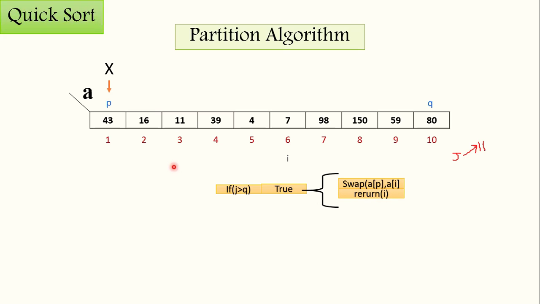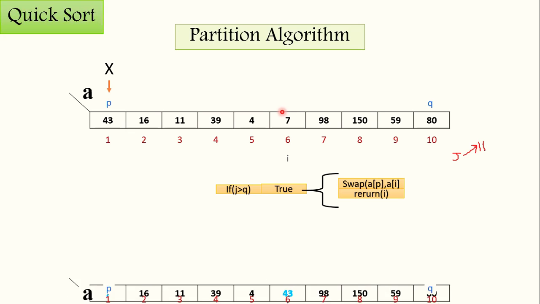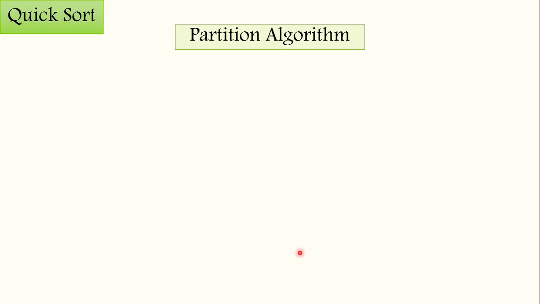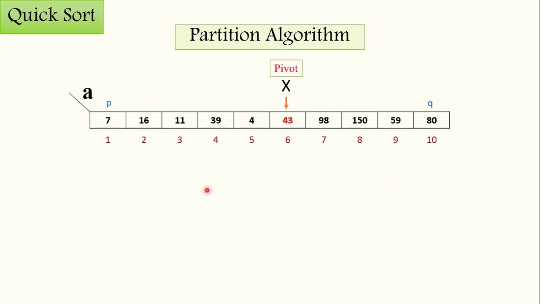So what is A[p]? A[p] is 43. What is A[i]? I is 6, meaning A[6] is equal to 7. After swapping we will get this. And 43, what is the 43? 43 is the pivot. After the partition algorithm is applied to the given array, we will get the correct position of the pivot element in the sorted array. This is very important. This is the target of the partition algorithm.